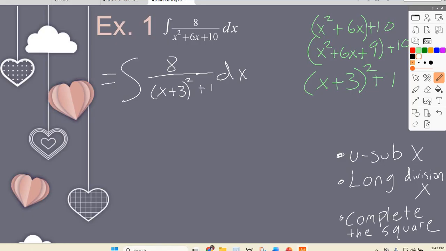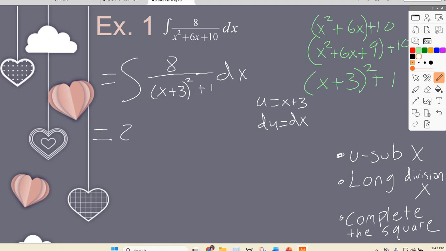So next up, someone from group 1, what do I need to do in order to integrate that? U sub. What's my u? x plus 3. So then what's our du? 1. Just 1. So do I really need a u sub? Not really. I can write that there just to be sure, but I'm still going to end up with the same thing, because I don't get anything extra, and we're all okay.